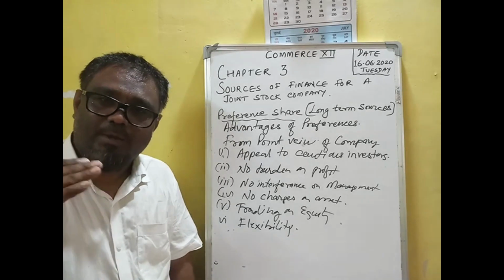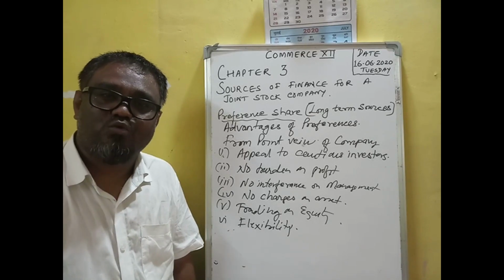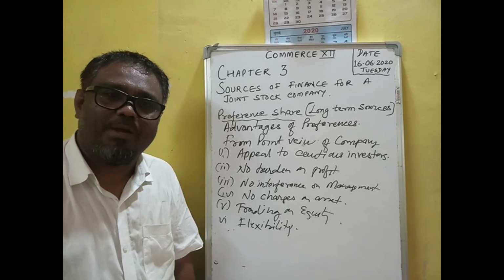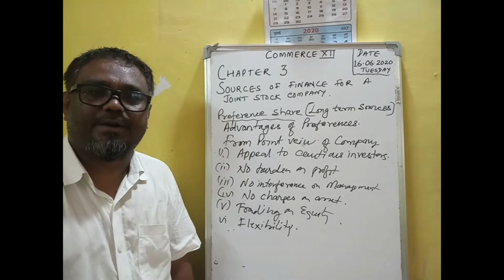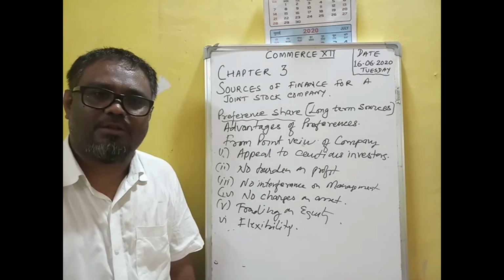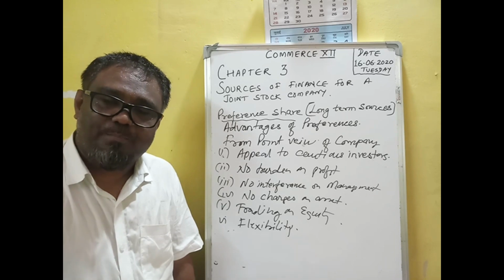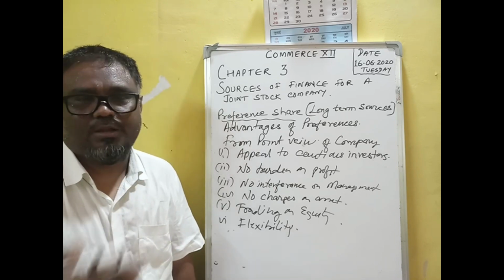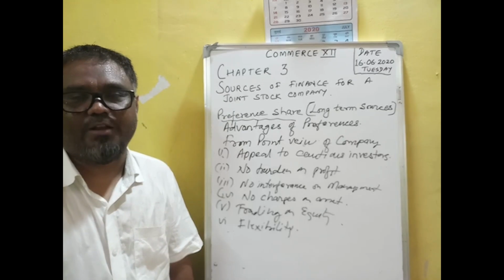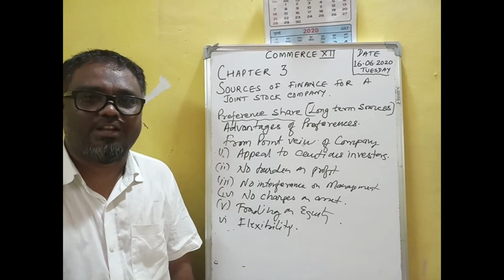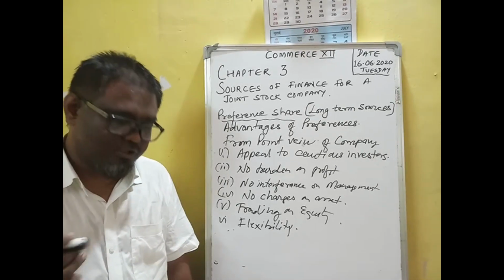So in this way, when the company needs, the company can issue the preferential capital. When the company does not need, the company returns the redeemable capital. Once the company can also convert the preferential into equity shares. If the company does not want, it may not be converted. So that's why there is flexibility of the preference share.